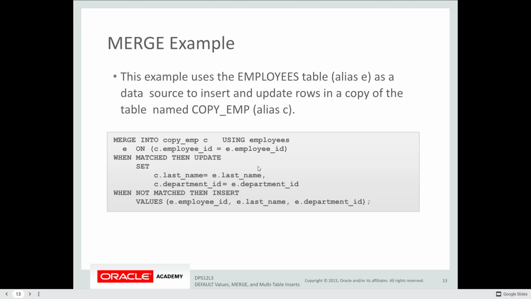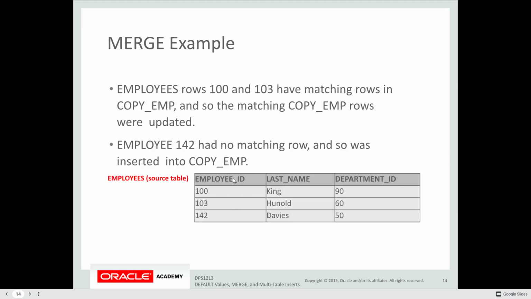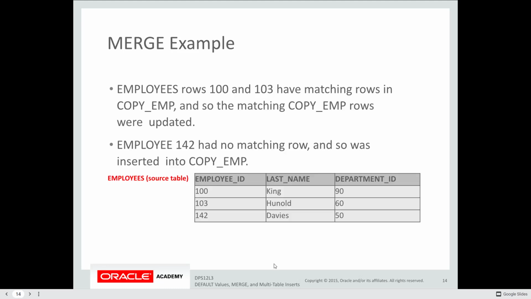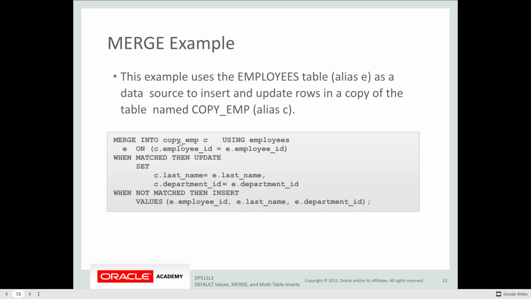All right. And you see here, if we ran that, we don't have a copy employee table, we didn't create one, but if we ran that and we needed to ensure that the specific rows were copied, you see here employees 100 and 103 have matching rows, so basically they're just copying over it and updating it, whereas 142 had no matching rows, so it was inserted. I mean, hopefully you can visualize that. The source table in this example is the employees table. The destination table is your copy table. All right.